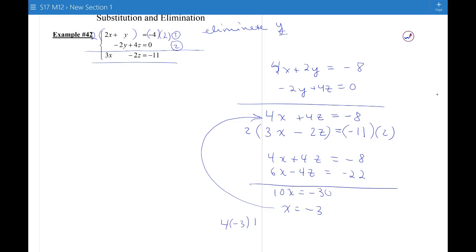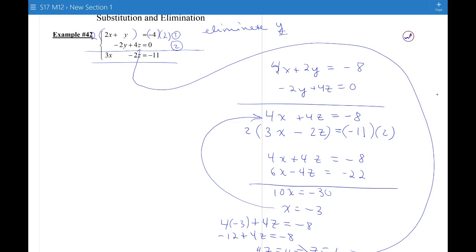So 4 times negative 3 plus 4z equals negative 8. So negative 12 plus 4z equals negative 8. So 4z equals 4 and z equals 1. And then I can put this back in the second equation and get negative 2y plus 4 times z, which is 1, equals 0. So 2y equals 4 and y equals 2. So I'm saying my solution is negative 3, 2, 1.